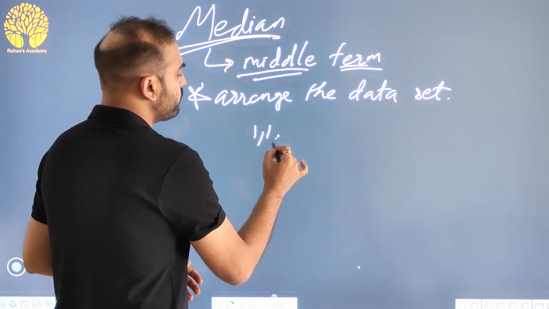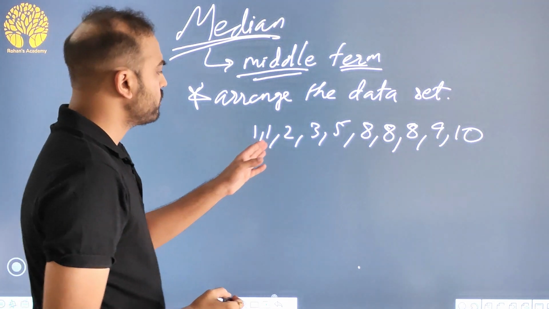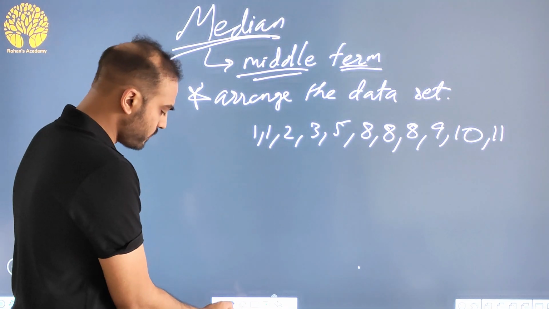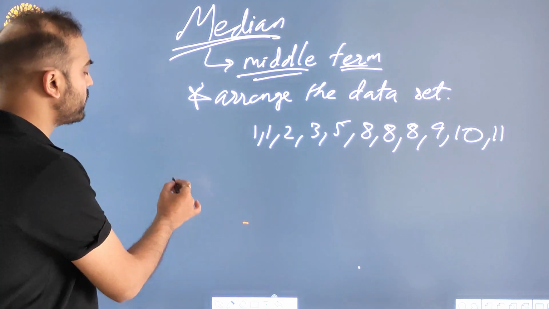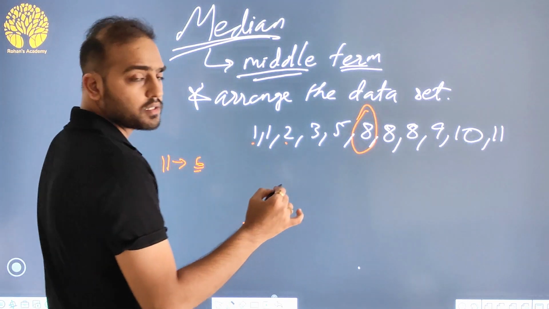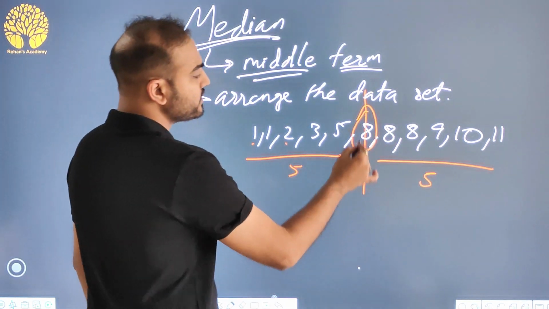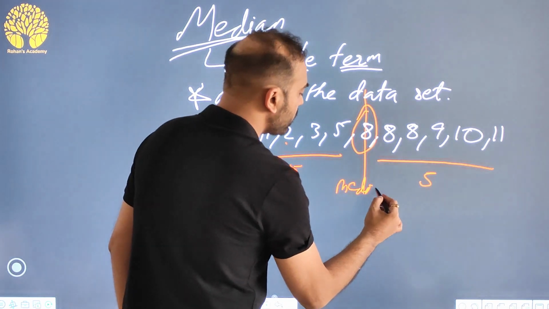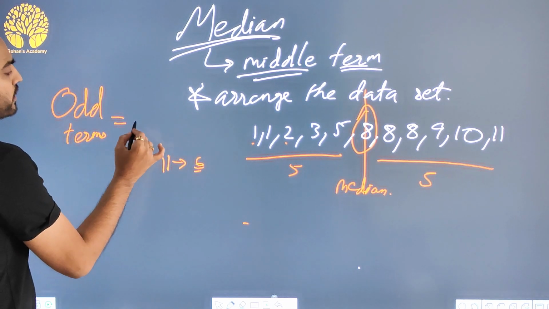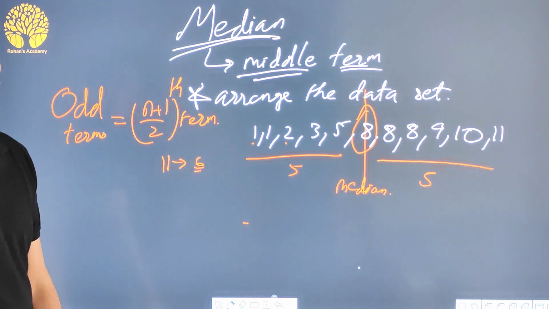Say for example, let's take some values: 1 2 3 5 8 8. Say these are 11 values. If there are 11 values, the median will be the sixth value. You can see 1 2 3 4 5 6, this is the median because this divides the data into two equal parts. You have 5 values here, you have 5 values here, this is exactly in the middle. So this becomes my median. If you have an odd number of terms, then the median is the n plus 1 by 2th term.